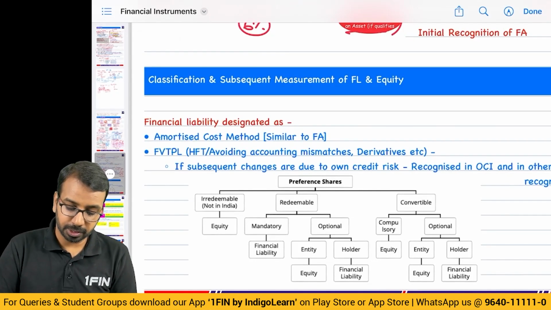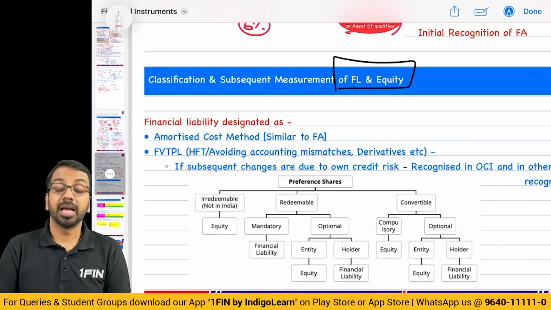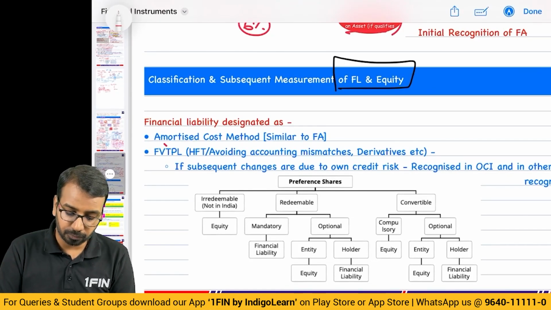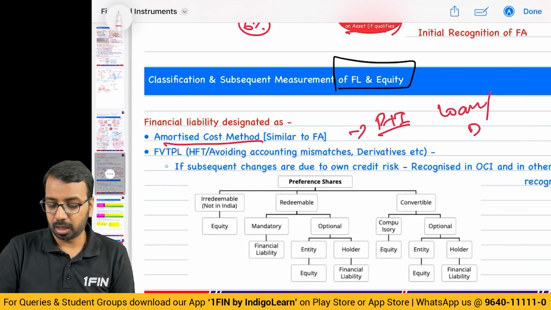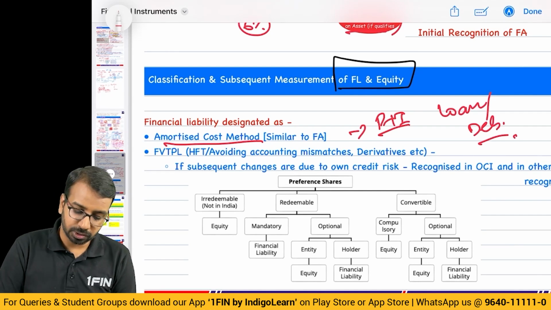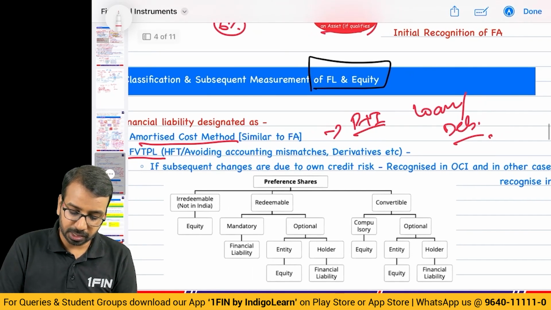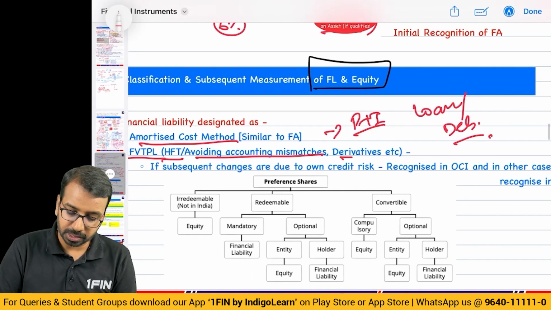moving on. Classification and measurement of financial liability and equity. As far as financial liability is concerned, either you will follow the amortized cost method if there is principal plus interest, which typically happens in the case of loan transactions, debentures, etc. Otherwise, you will use FVTPL if it is held for trading, avoiding accounting mismatches, derivatives, etc.